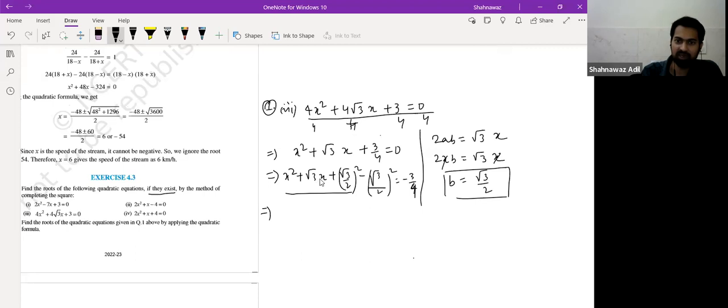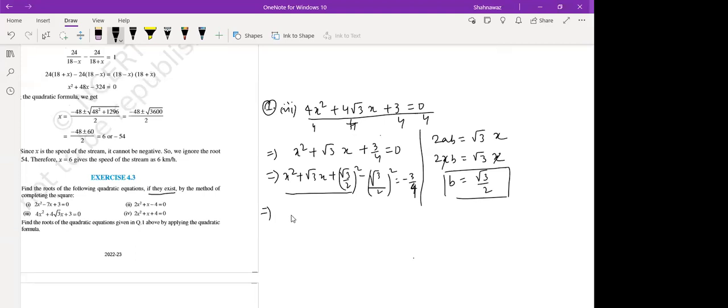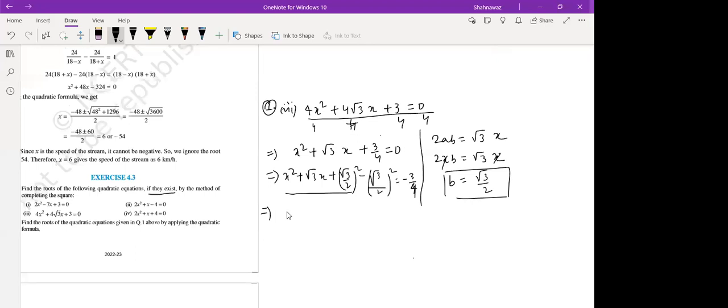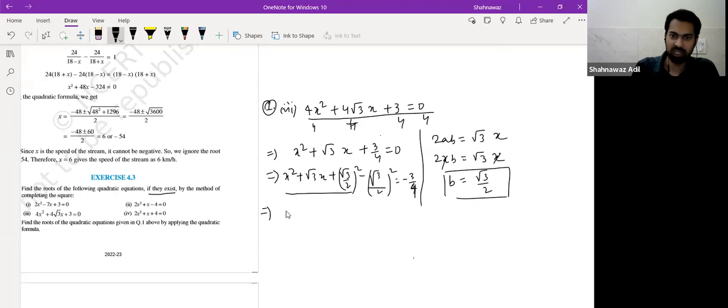So this is again a square plus 2ab plus b square, so this is a plus b whole square. What is a? What is b? Yes, a is x and b is root 3 by 2, right? So a plus b whole square, and this is how much? 3 by 4. So minus 3 by 4, right?